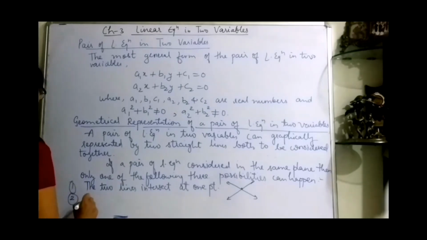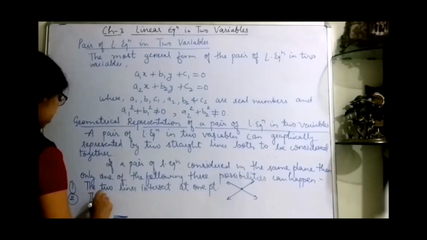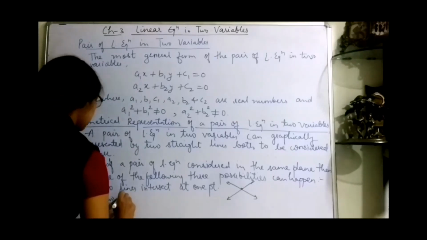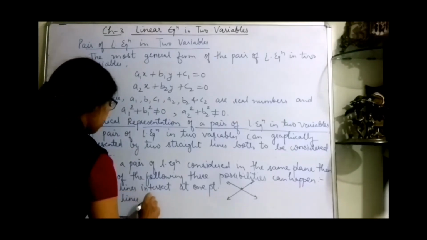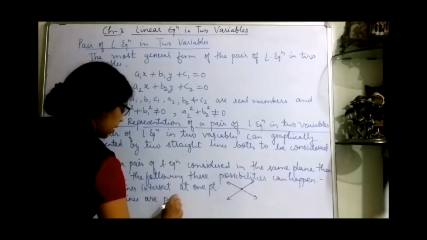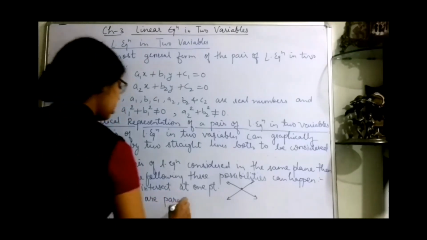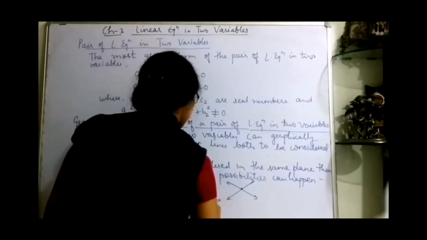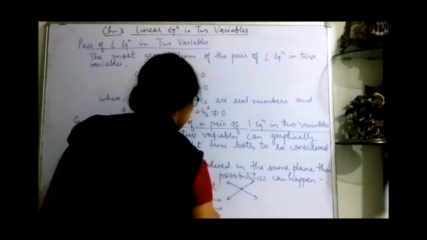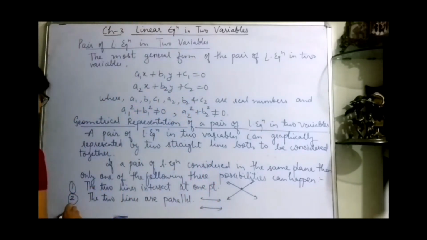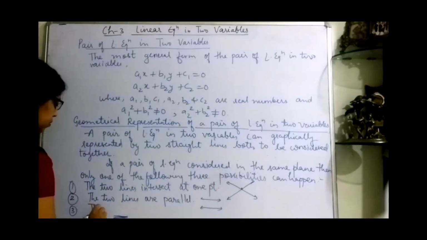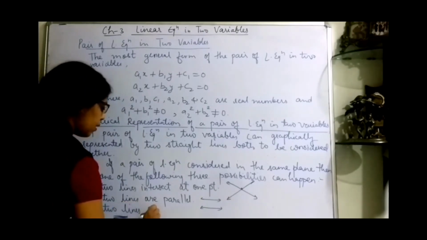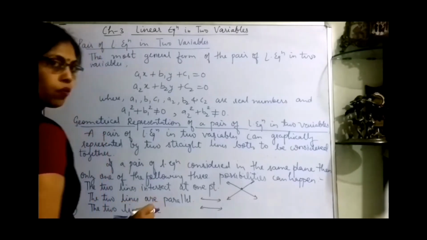Second, the two lines are parallel, that is, they are not intersecting each other, in this way. Third, the two lines are coincident, or they overlap each other.